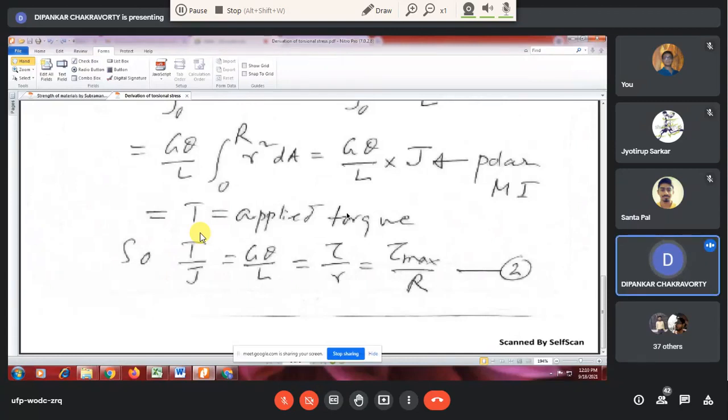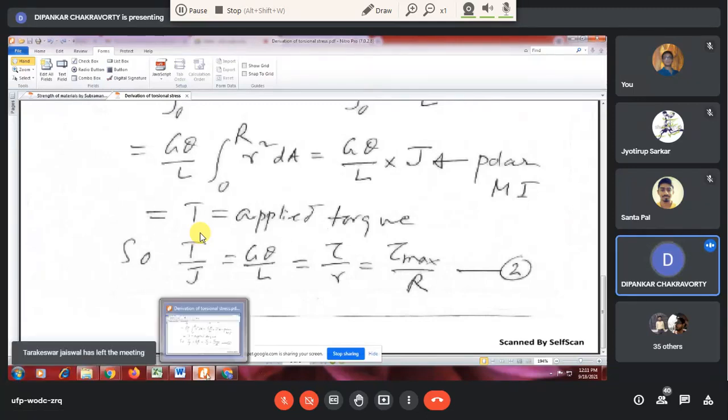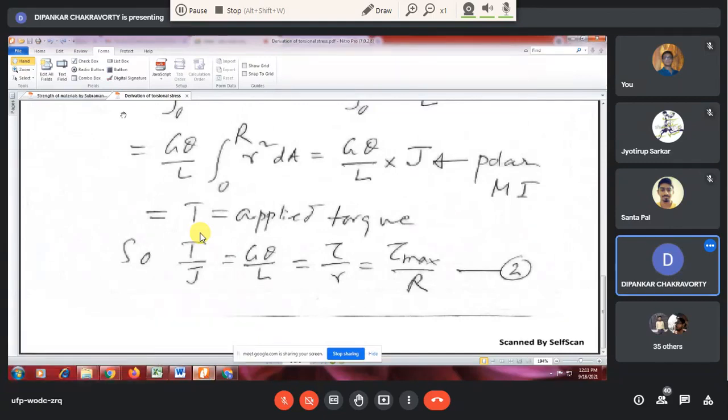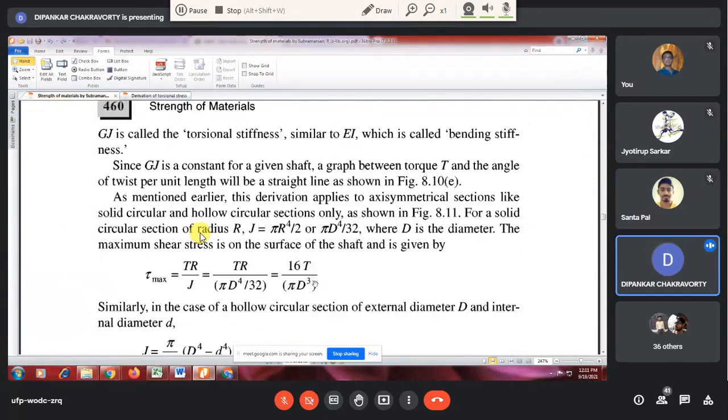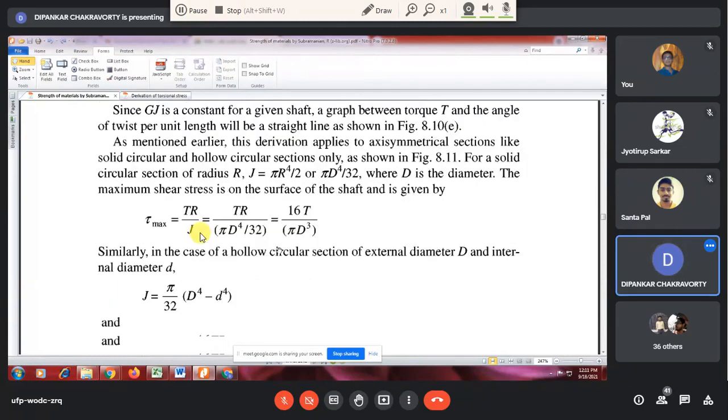Pi R to the power 4 by 2. Have you got the result? Pi R to the power 4 by 2, yes, which is pi D to the power 4 by 32. Okay, no issue. So this is the polar moment of inertia, and if you have a hollow shaft whose external diameter is capital D, inner diameter is small d, then this is the value. Okay, this is the value.